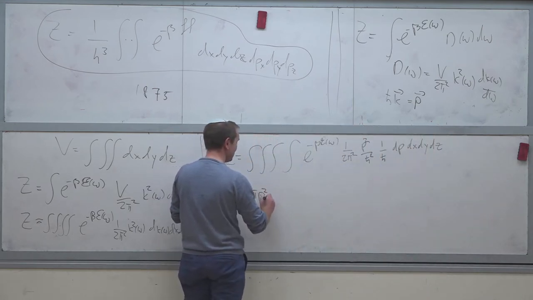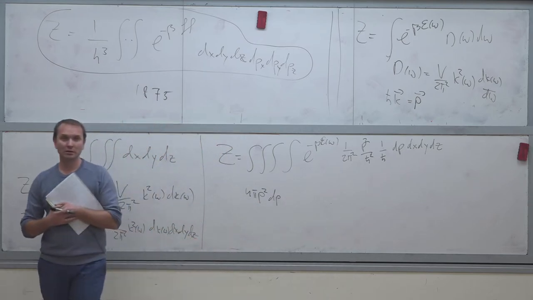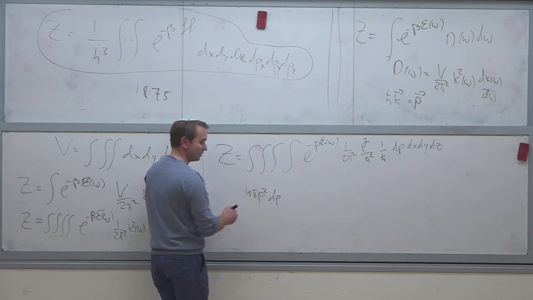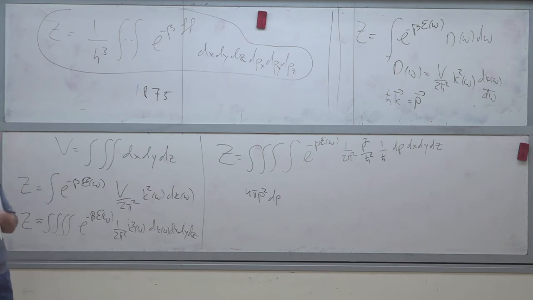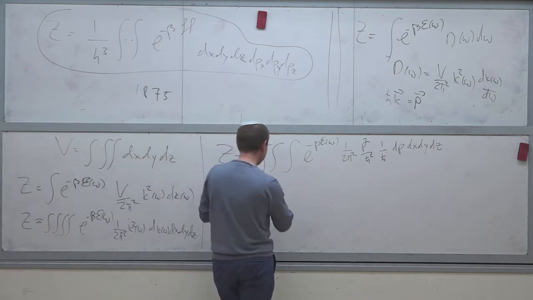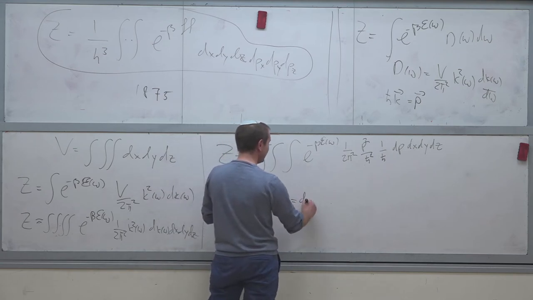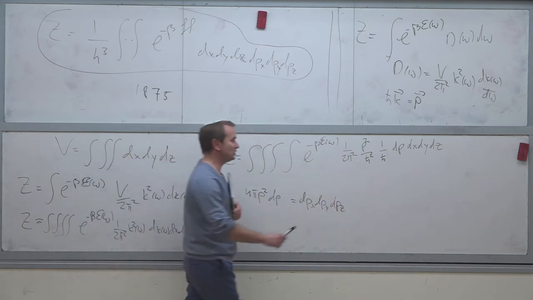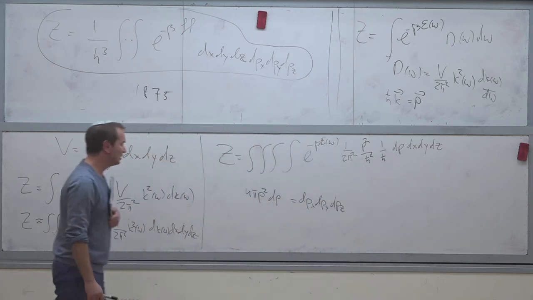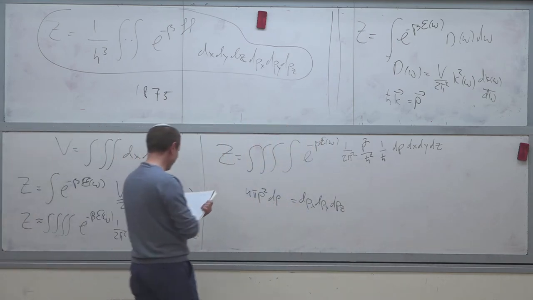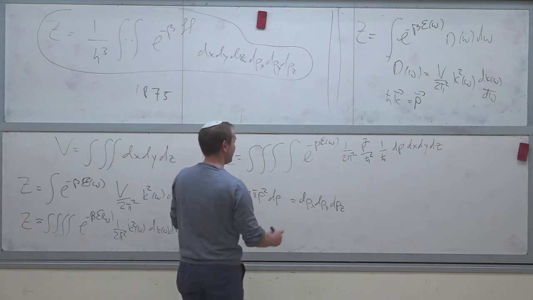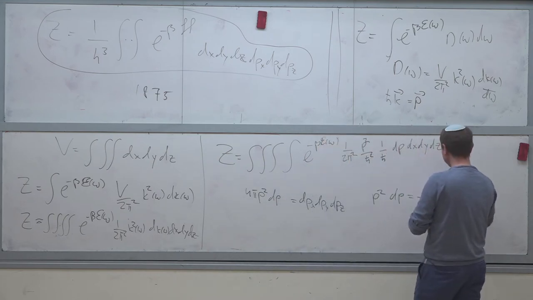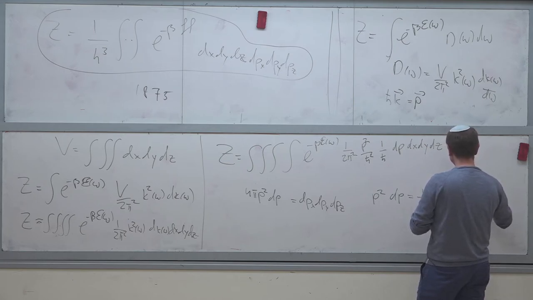4 pi p squared dp, okay, what is it? It is simply some sort of a Jacobian, in what coordinates? Spherical coordinates, right? In spherical coordinates, and I can simply say that this is dpx, dpy, and dpz. So another transformation is transformation of this differential to dpx, dpy, and dpz. And eventually, I'm getting that p squared dp equals 1 over 4 pi dpx, dpy, and dpz.